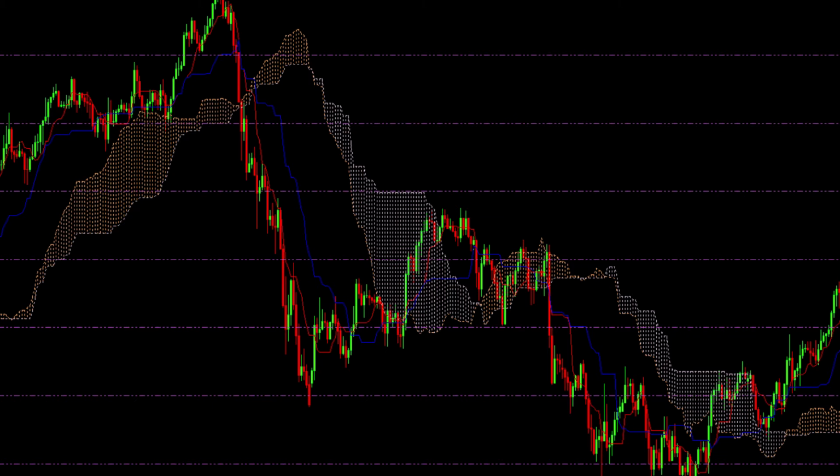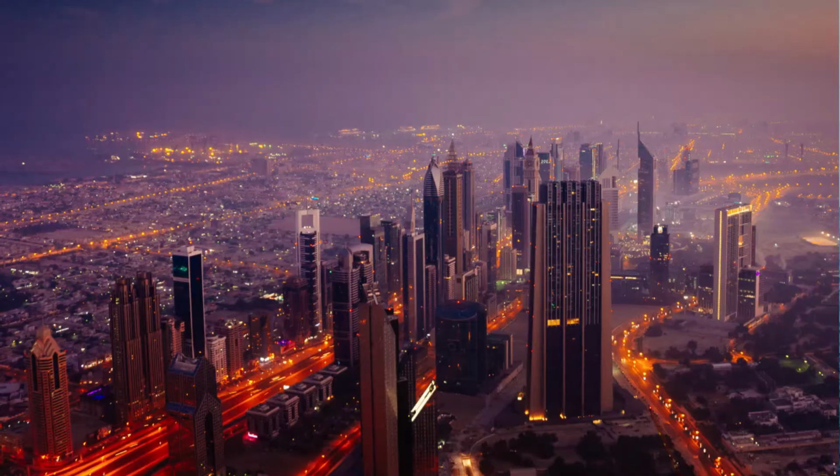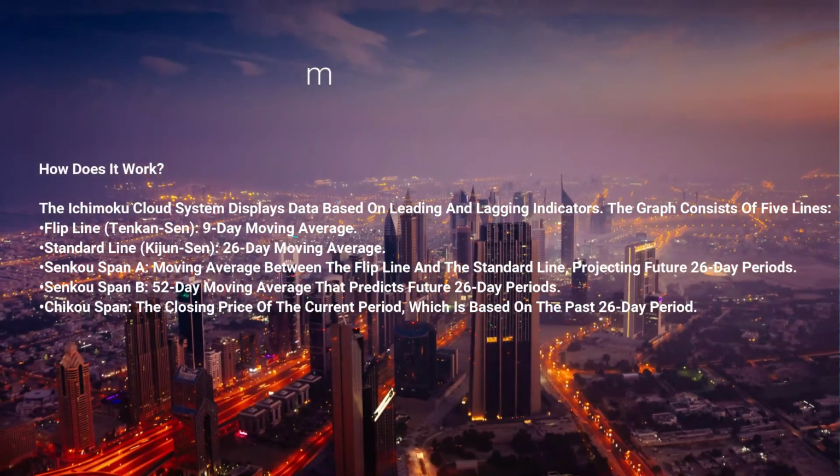The Ichimoku cloud was developed in the late 1930s by a Japanese journalist named Goichi Hosoda. However, his innovative trading strategy was published as early as 1969 after decades of research and technical improvements. Hosoda called it Ichimoku Kinko, which means instant look at balance in Japanese. How does it work? The Ichimoku cloud system displays data based on leading and lagging indicators.